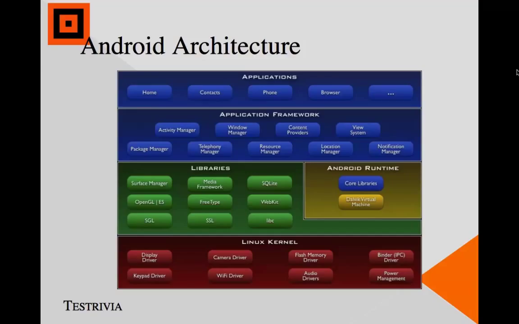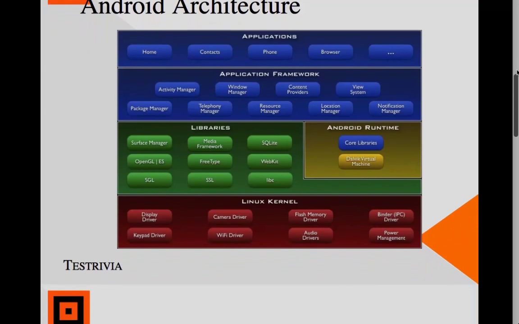Every time there is an Android update, they pick up the latest Linux kernel and feed it in there. So this is how Android releases the latest versions.